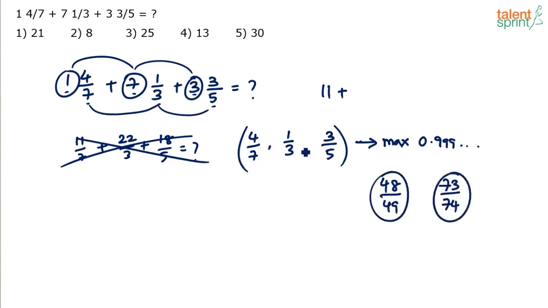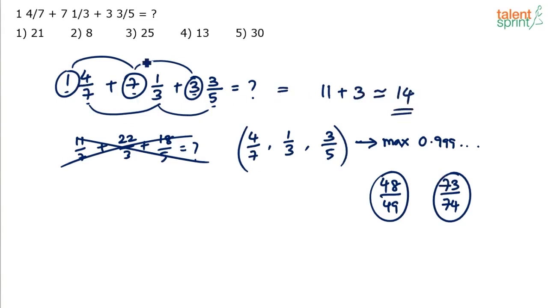So even if you consider all three fractions here, 4 by 7, 1 by 3 and 3 by 5 to be equal to 1, 1 and 1, let's say. Actually, these are not equal to 1. These are less than 1, right? 4 by 7 is less than 1. 1 by 3 is like only 0.3. 3 by 5 is 0.6. But even if we consider it to be 1, 1 and 1, what will be the maximum sum that we'll get here? 3. The sum of the fractions is going to be 3. So 11 plus 3, approximately 14 has to be the answer.